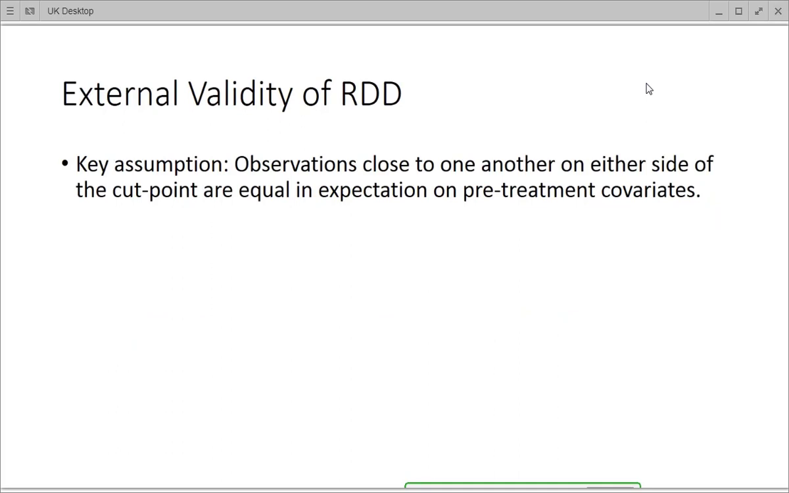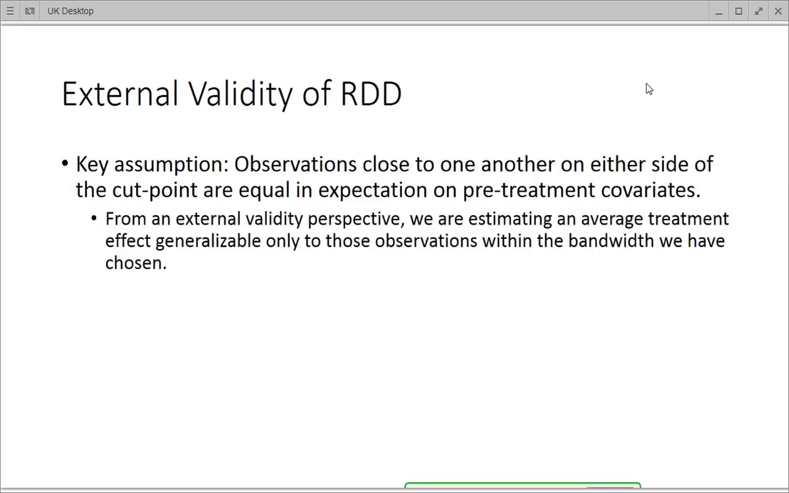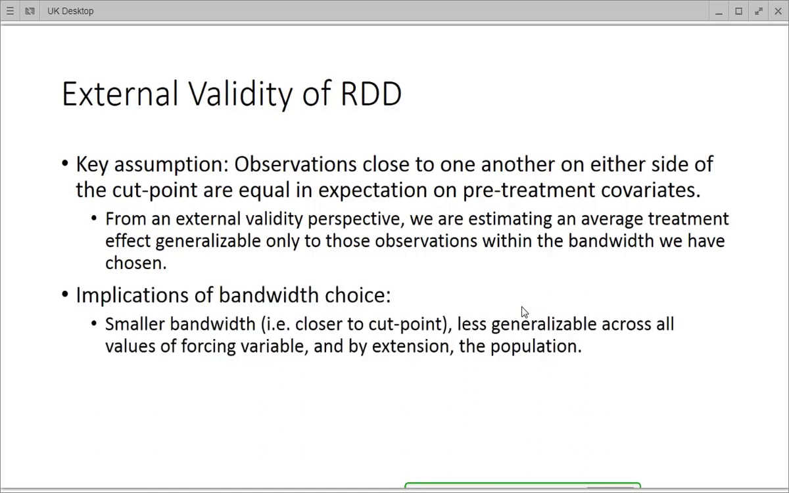As you have internal validity concerns, you've got external validity concerns as well. Remember the key underlying assumption of the regression discontinuity design, it all hinges on assignment to treatment around a certain cut point. So if we're coming up with an average treatment effect around that cut point, it's only going to be generalizable to observations within the bandwidth we have chosen. So the smaller bandwidth that we choose, we're only going to be able to generalize to cohorts of that smaller size. Maybe cohorts of size 38, 39, 40, 41, 42, 43.